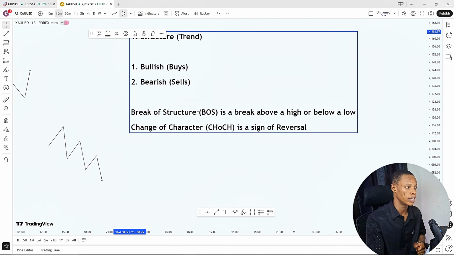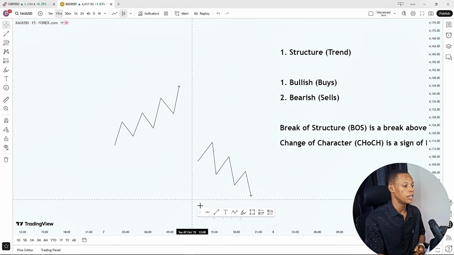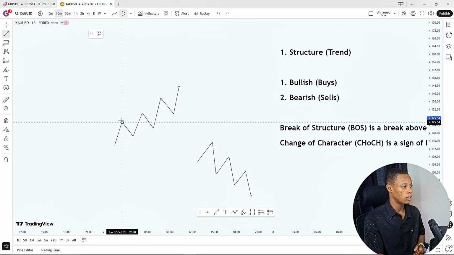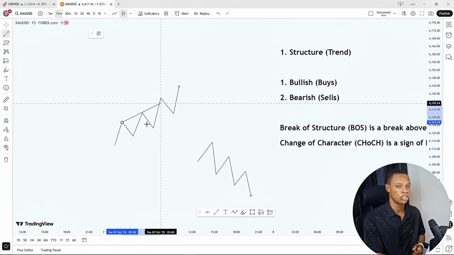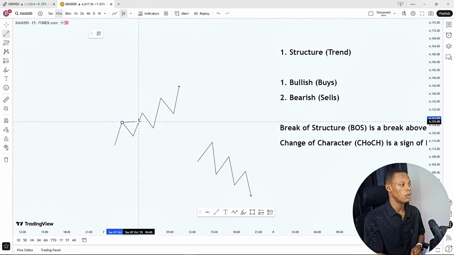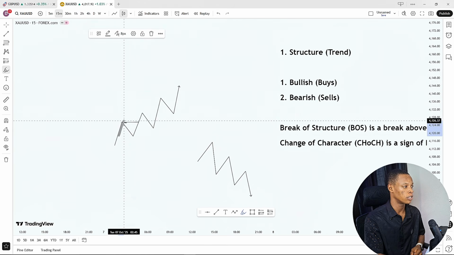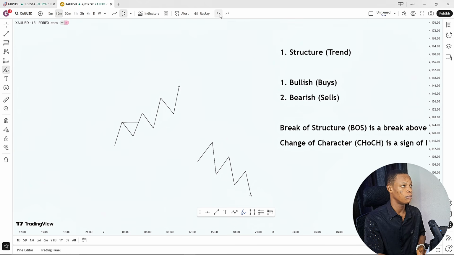Now, BOS. Break of structure is a break above a high or below a low. Notice this: this is a high, a point where price got to. I'm just using it to illustrate, then I'll go to the chart and show you. Price got there the first time, came back down, and on going back up, it broke above it. That's a high. Price broke above.